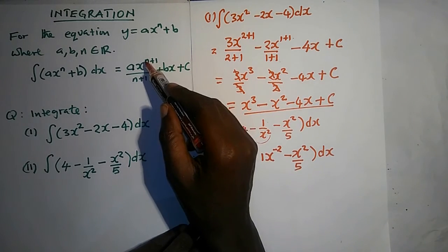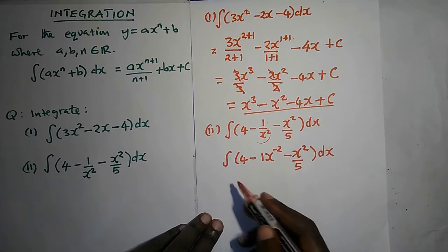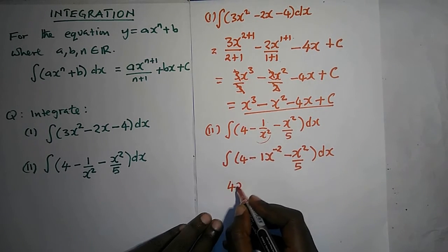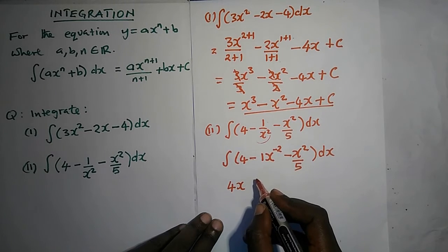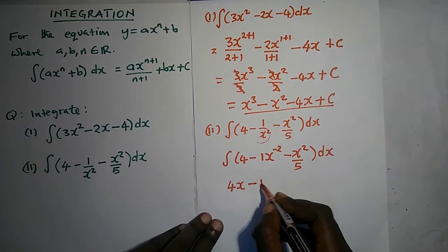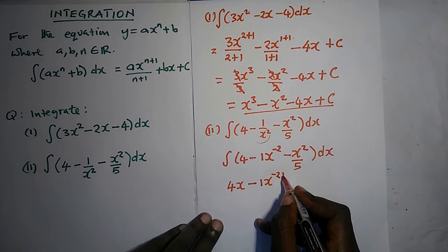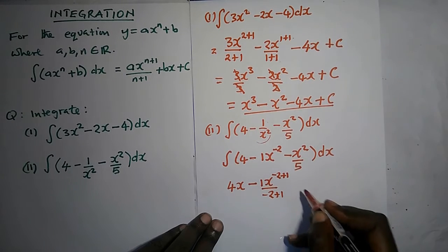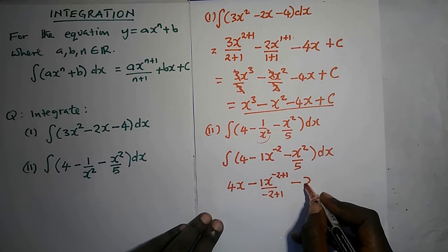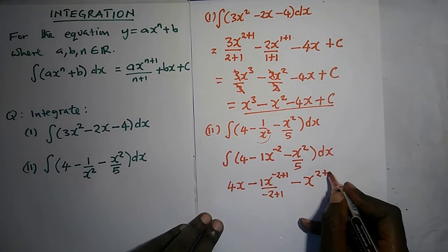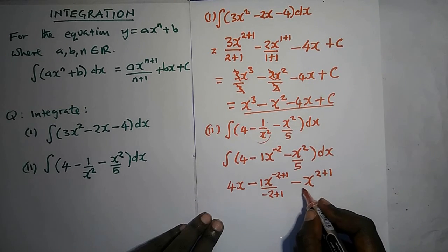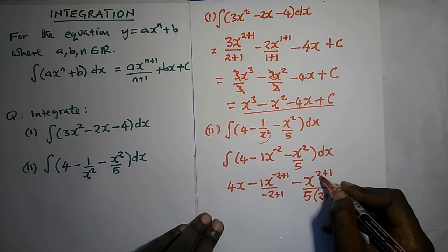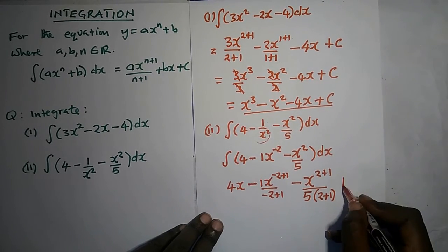Our formula says you add a 1 to the power and divide by the same thing. So here, this is a constant here. You are going to have 4x. And then here, minus 1x to the power negative 2 plus 1 over negative 2 plus 1, minus x to the power 2 plus 1. You add the 1 to the power over, there's already 5 here. And then you add 2 plus 1, the one that you have on the power here, plus c.